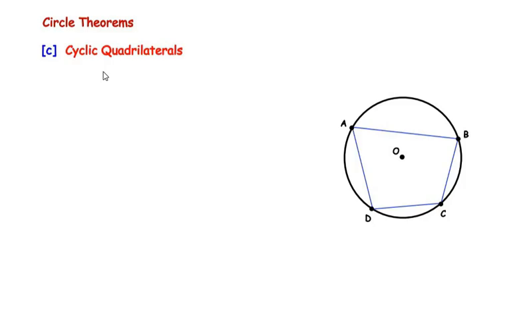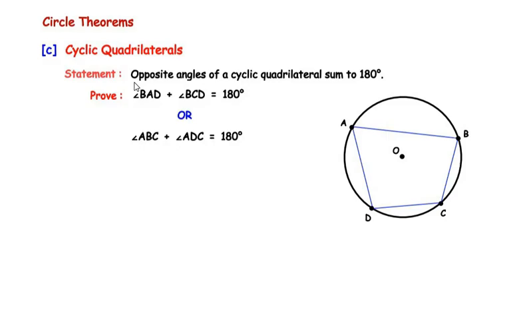In this video we are going to learn the third circle theorem, that is cyclic quadrilaterals, its proof and exam style questions. So let us begin with the statement now. The theorem states that opposite angles of a cyclic quadrilateral sum to 180 degrees. Now let us first understand what cyclic quadrilaterals are.